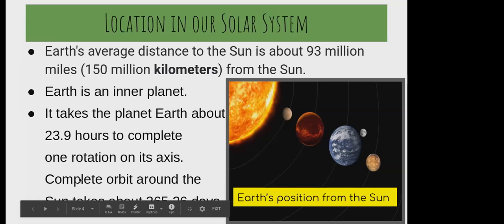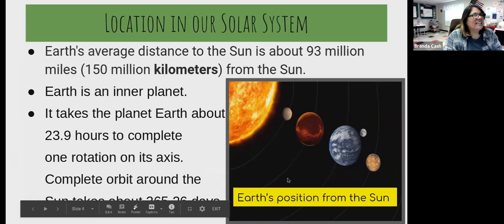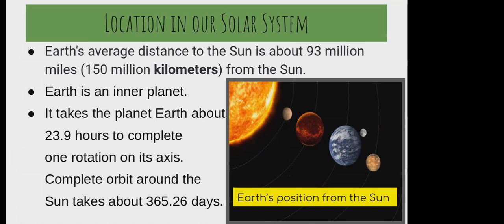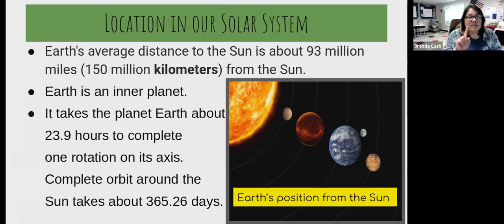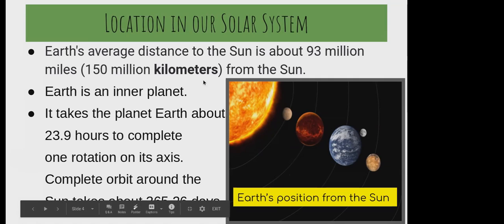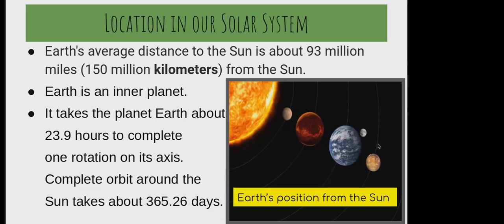I can't see that part. I think it's because your mouse is moving around on the slide. There. Okay. Complete orbit around the sun takes about 365.26 days. And then this is a picture showing how far Earth is from the sun, and all the positions that the other planets are from the sun and Earth.